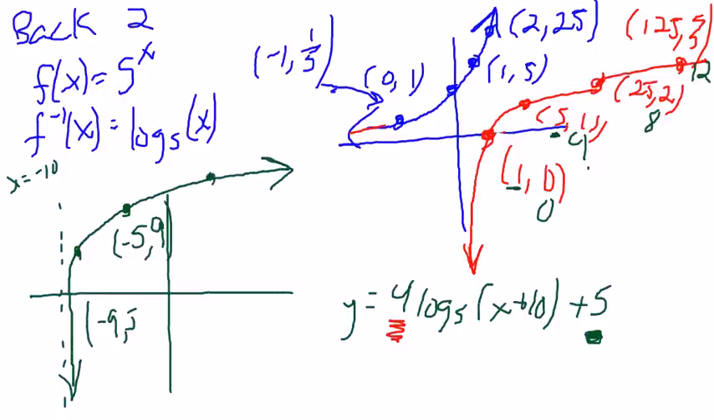Then same process, 15, 13, and the last one is going to be 125 minus 10 is 115, 12 plus 5 is 17. That's that.